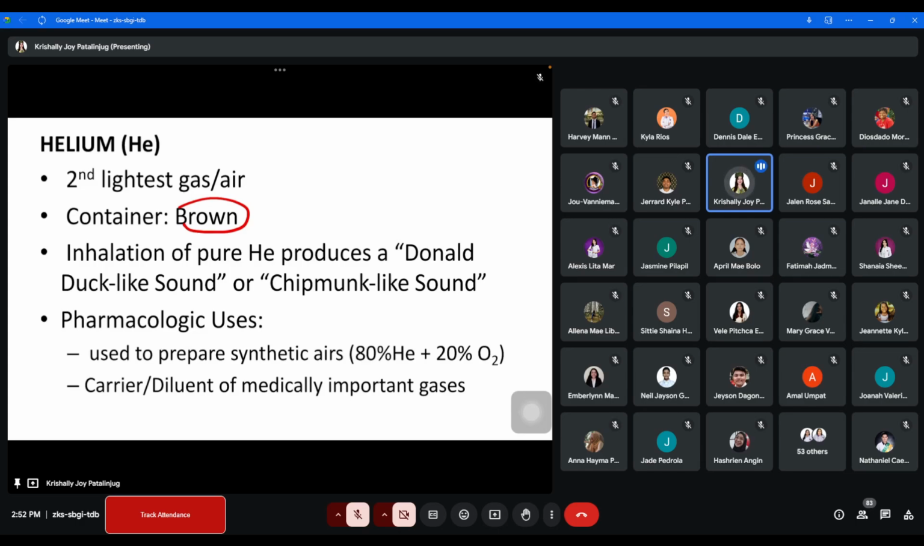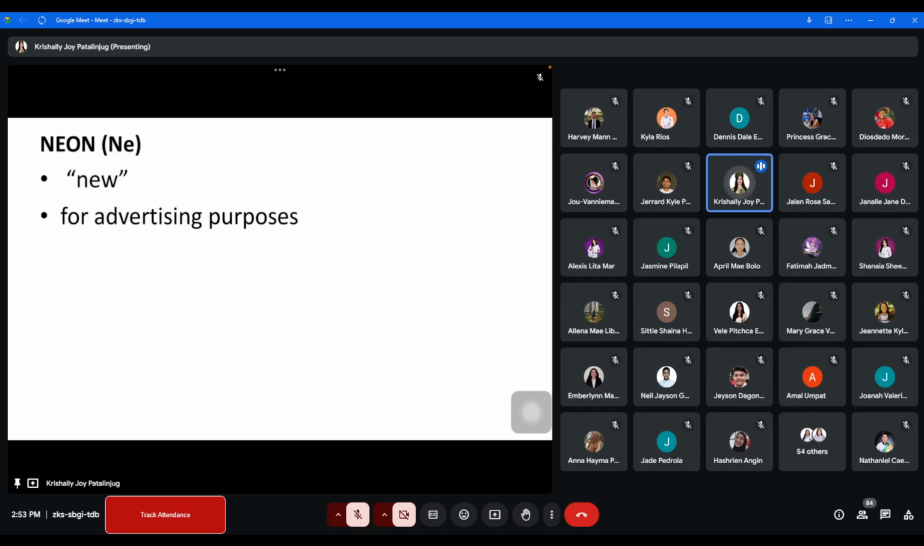Okay. Pharmacologic uses, this has been mentioned: artificial synthetic air, helium 80% and oxygen 20%. It can also be a carrier diluent of some medically important gases. In sea diving, it can be a replacement as diluent of oxygen. Nitrogen is commonly used, but helium can also be a replacement, because helium does not cause bends or decompression sickness. Neon comes from the Greek word neos.